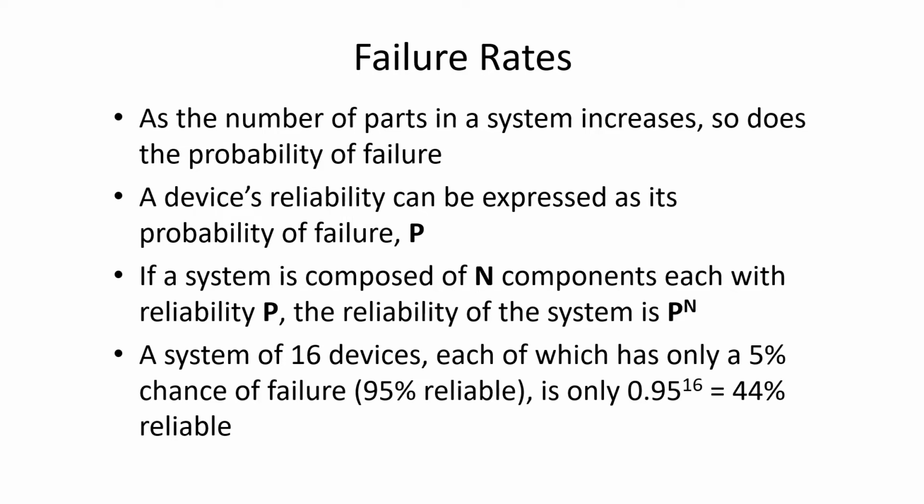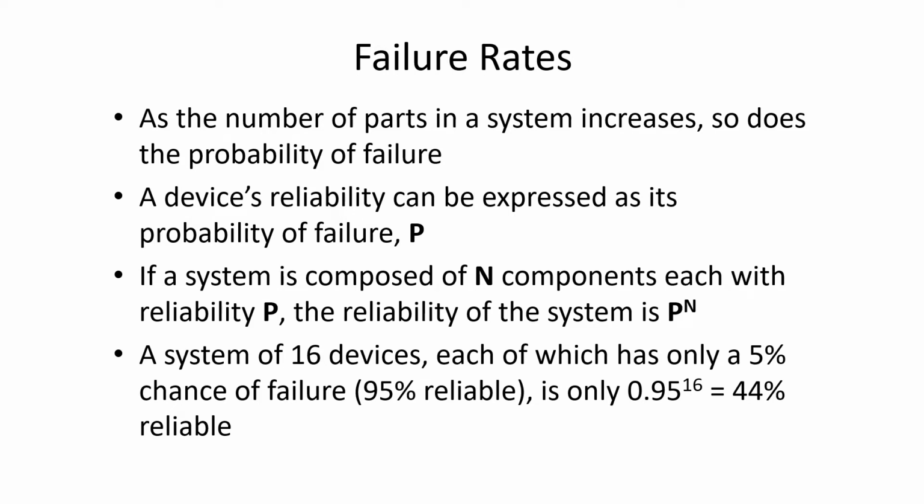As you build systems with more parts, the probability of failure increases. The more parts a system has, the more things are likely to fail. If an individual device's reliability is P, and you have n of those and they all have to work together for the system to be reliable, then the reliability of the system is P to the n. So for an example, say you have 16 pieces together and each one has a 5% chance of failure, which is a 95% chance that it won't fail. So the probability that the whole system will continue to run at a given time is 0.95 raised to the power of 16, which is 44%.